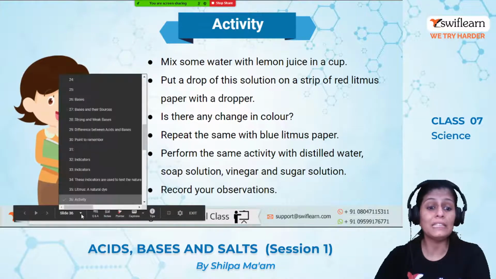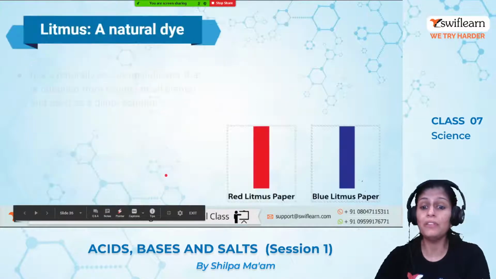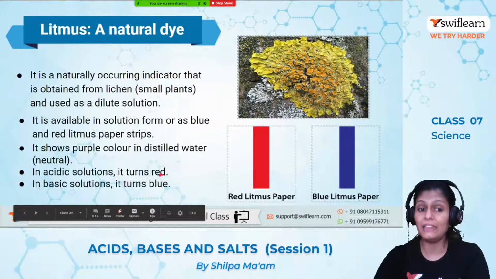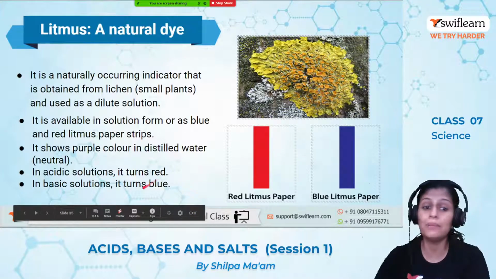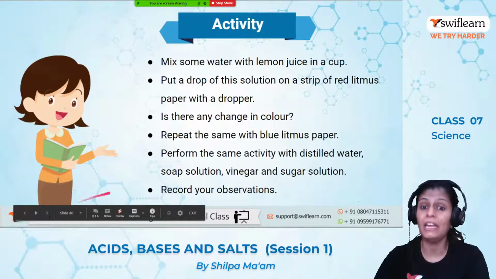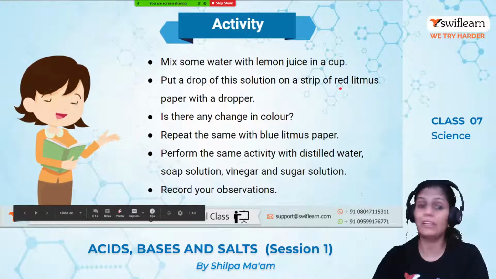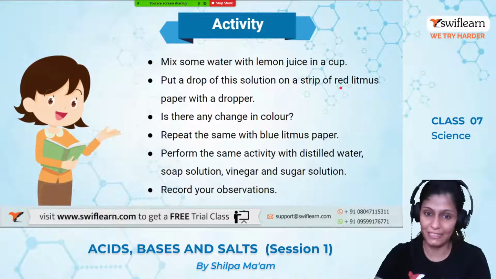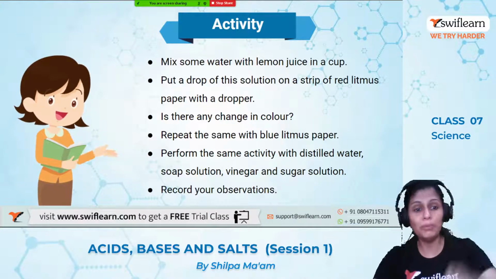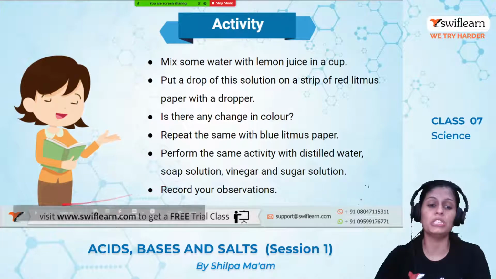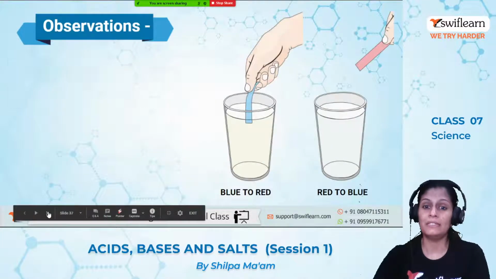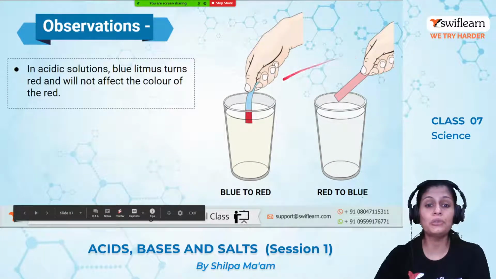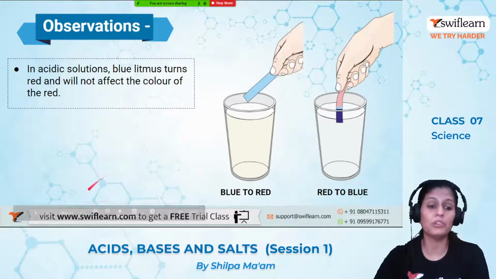We have just seen in the previous slide that in acidic solution, blue litmus turns red, but red litmus पे कोई effect नहीं होता है. That is, when we do it with red litmus paper, there would not be any change in the color because it is an acidic solution. But if we put the blue litmus paper, it is going to change into red. So this is important. Blue is going to change into red, but red is not going to change.